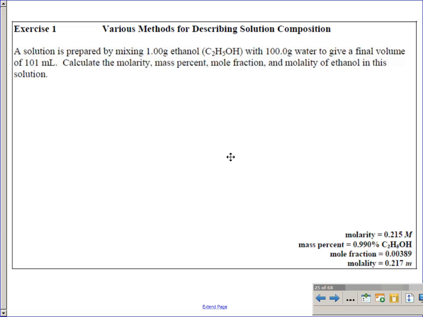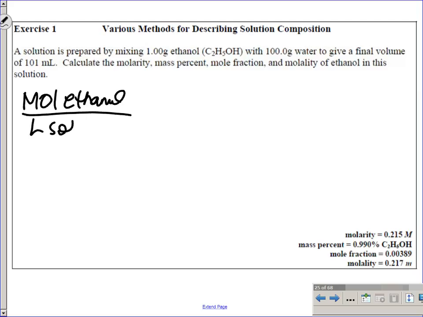This is exercise 1. Okay, so calculate the molarity. What's molarity? Moles of what in this case? What's the solute? Ethanol. The solute's always the smaller quantity between the two. So moles of ethanol over liters of solution, that's going to give us molarity. So how do I get moles of ethanol from this given data? You have grams and formulas.